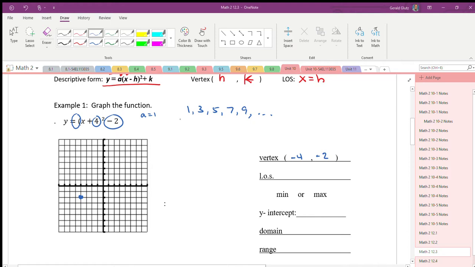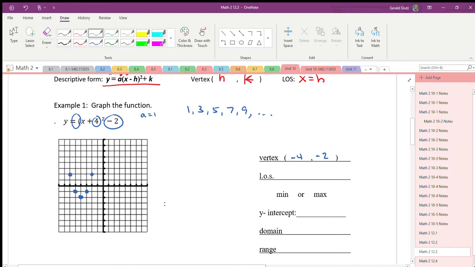So the first rate of change I'm going to use is 1. So that means I go up 1, right 1. So it's like a slope. I do the same thing to the left because it has to be symmetrical. Our next slope, or our next average rate of change, would be 3. So I go up 3, 1, 2, 3, right 1. Do the same to the left because it's symmetrical.